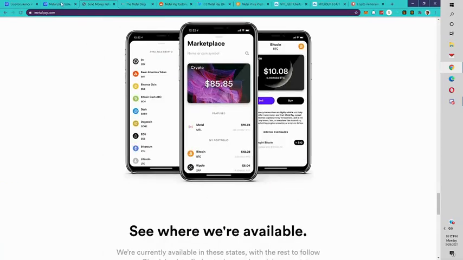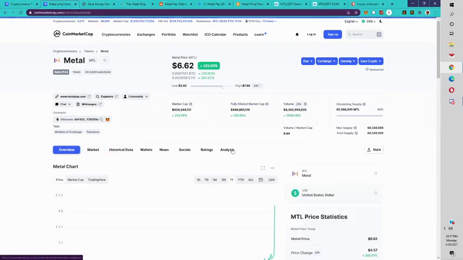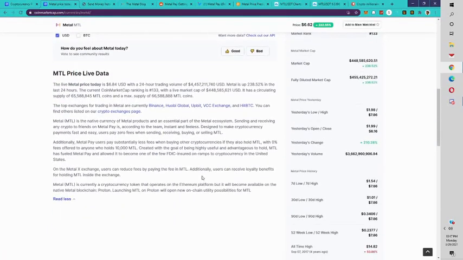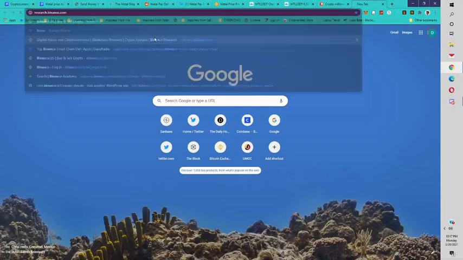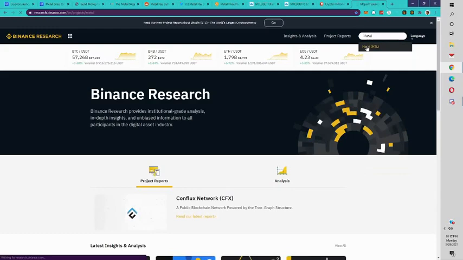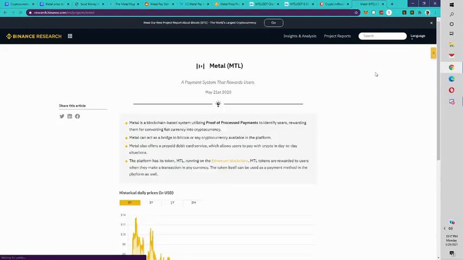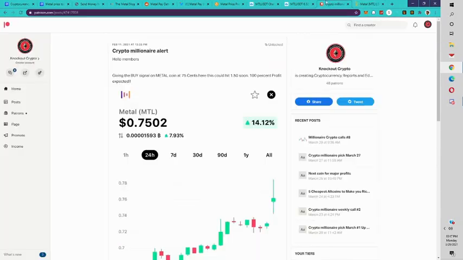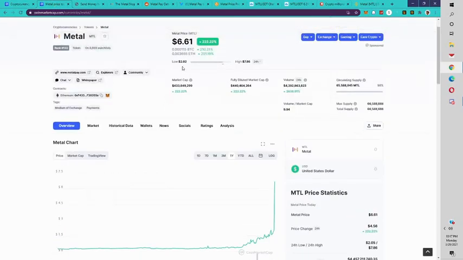I think the key part here is when I read this part, a lot of people may have missed out on this, where it says MTL has fueled Metal Pay and allowed it to become one of the few FDIC-insured on-ramps to cryptocurrency in the United States. That's pretty big. And I think a lot of people are maybe not understanding how big that is, with very few crypto things that are FDIC insured. So that's big. We called it 75 cents February 11th, 2021. We called it 75 cents, and now it's $6.61.